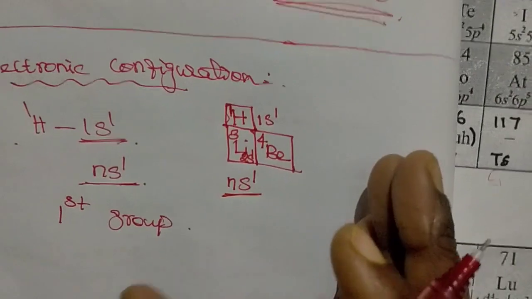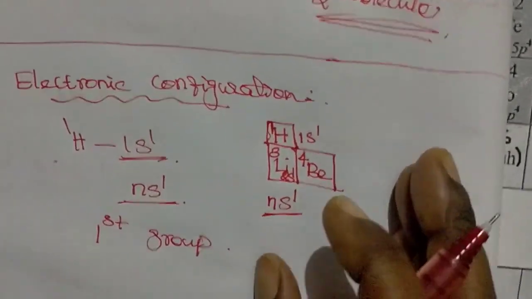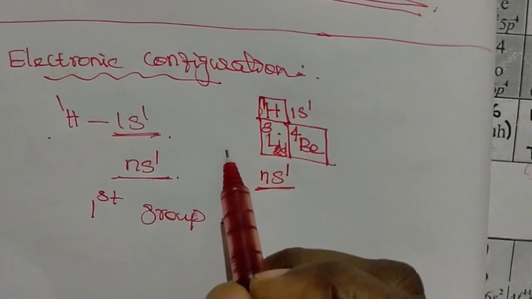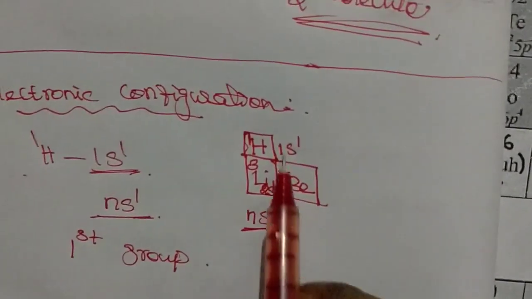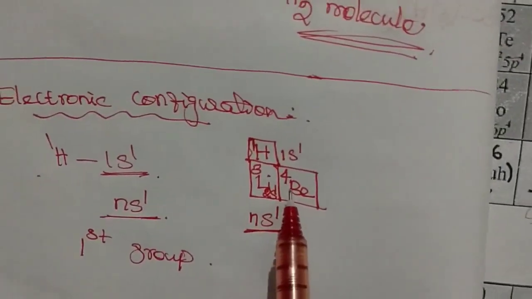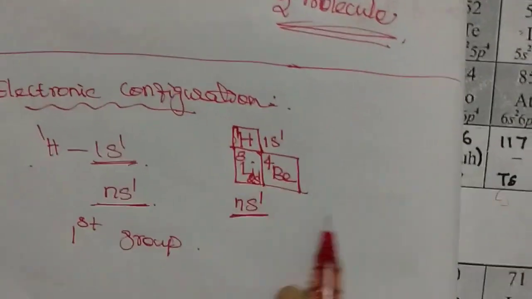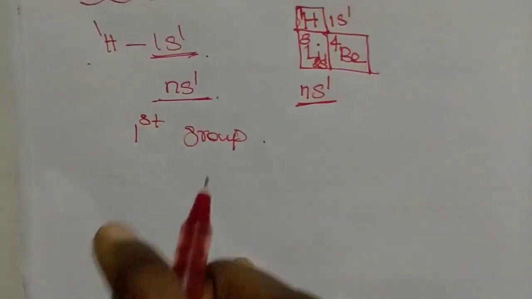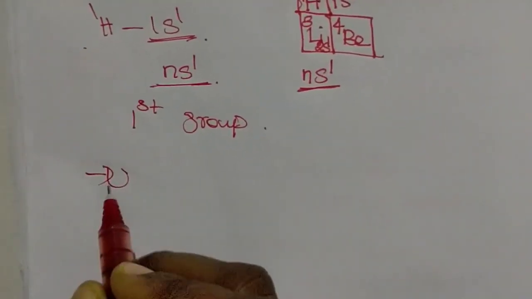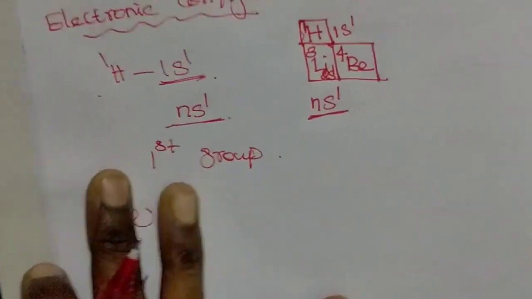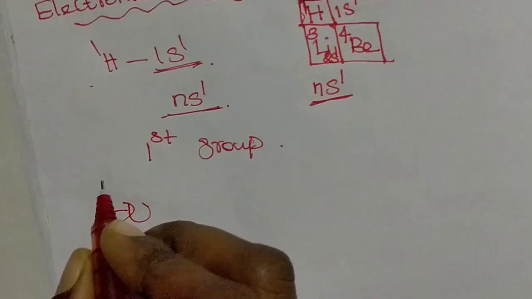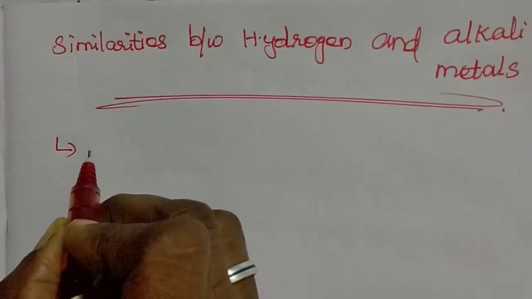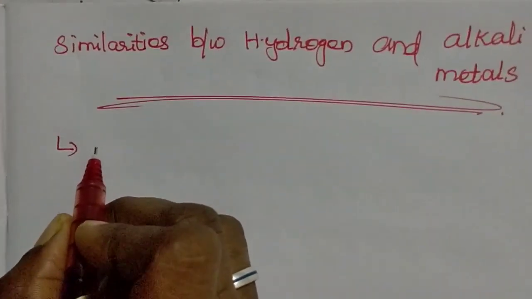From the concept of general electronic configuration, hydrogen is placed at the top left of the modern periodic table, because it is similar to the general electronic configuration of alkali metals, and it also forms unipositive compounds like the alkali metals. So the first similarity between hydrogen and alkali metals is that it forms unipositive compounds like alkali metals.